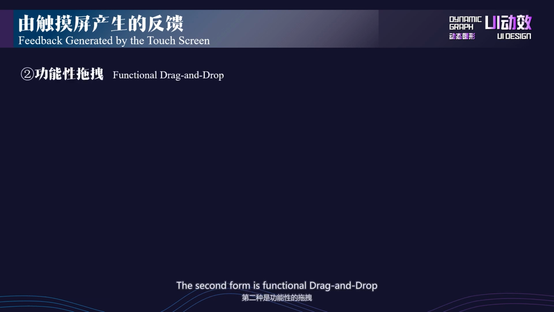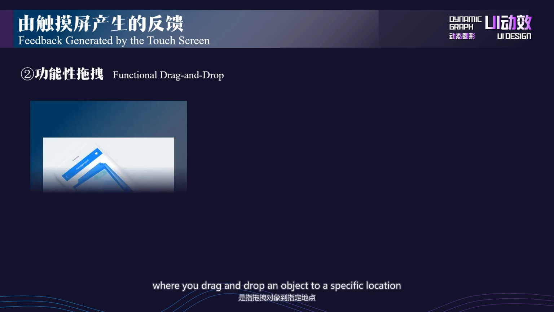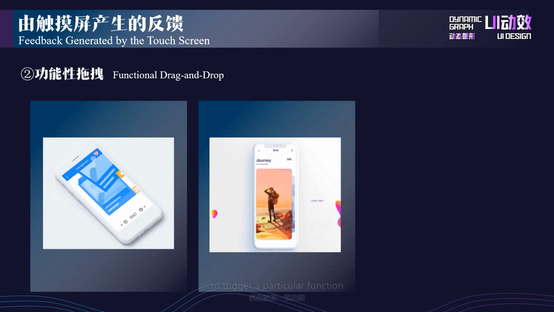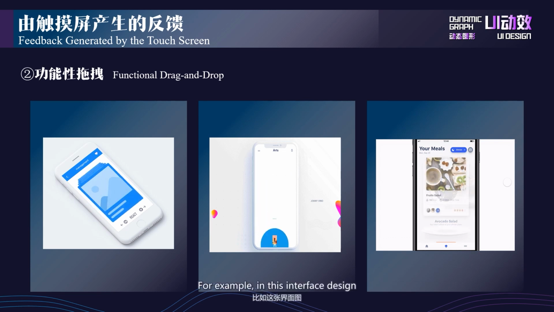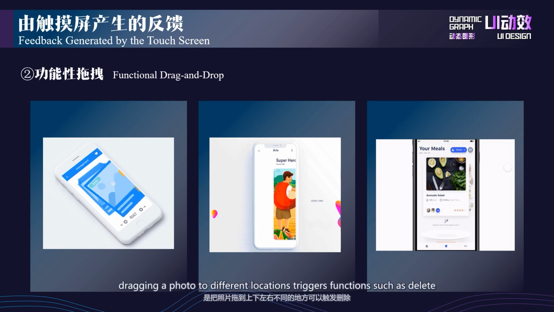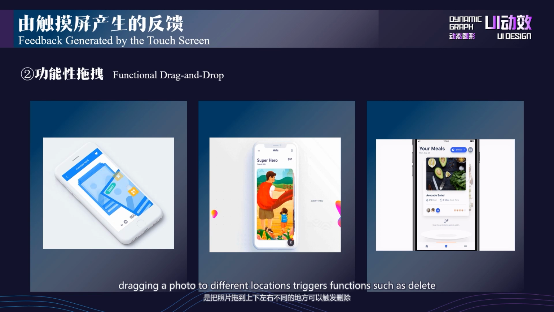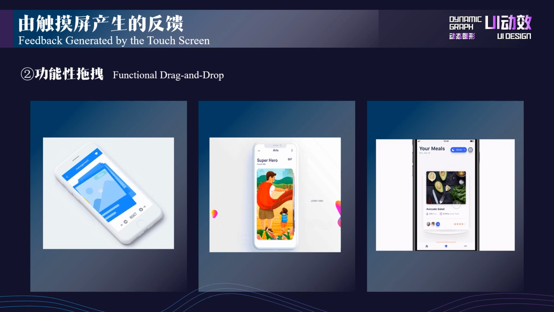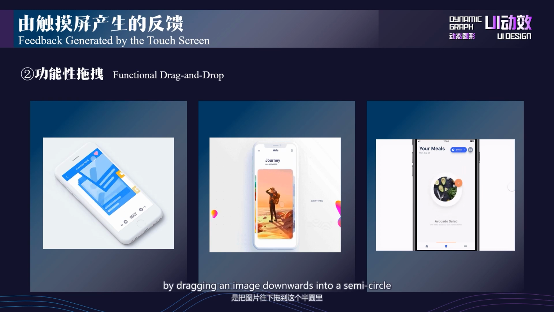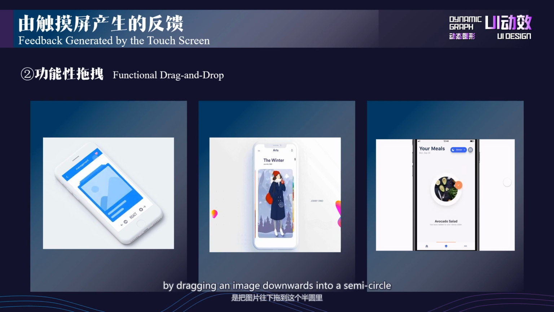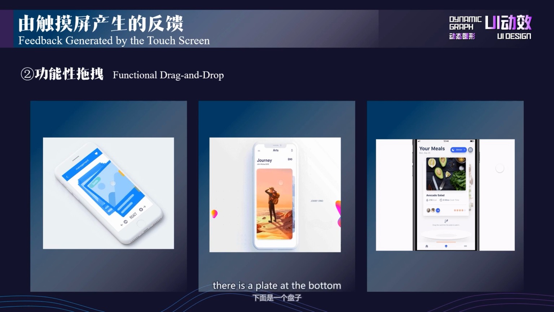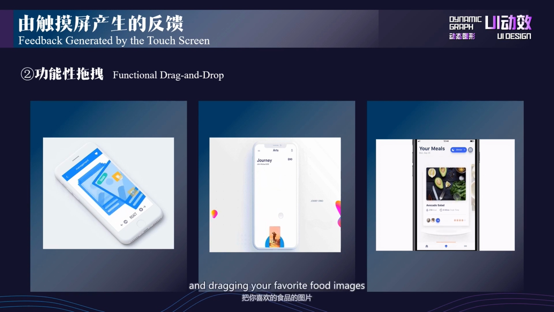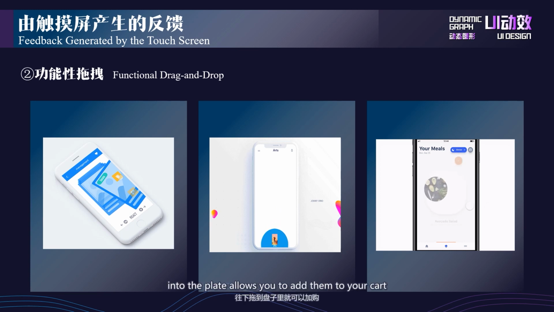The second form is functional drag and drop, where you drag and drop an object to a specific location to trigger a particular function. For example, in this interface design, dragging a photo to different locations triggers functions such as delete or bookmark. In this other design, by dragging an image downwards into a semicircle, you can add it to a list. And in this interesting example, there is a plate at the bottom, and dragging your favorite food images into the plate allows you to add them to your cart.